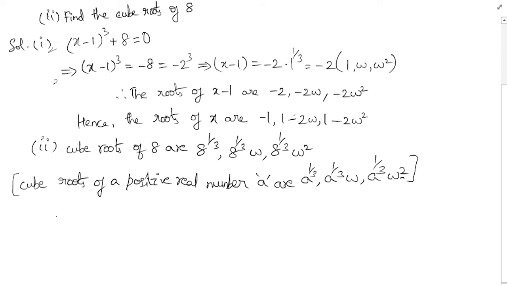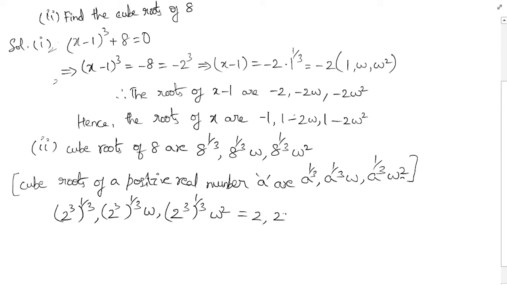So we can write 8 as 2 cube, right? So now we can write this as (2 cube) power 1 by 3, (2 cube) power 1 by 3 omega and (2 cube) power 1 by 3 omega square. Okay, this will be equal to 2, 2 omega, 2 omega square, because this 3 and this 3 will get cancelled. So this is our solution.